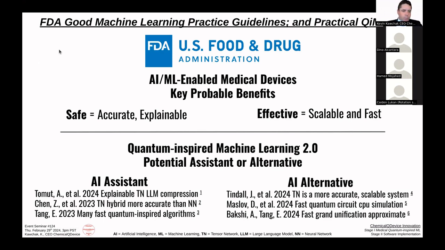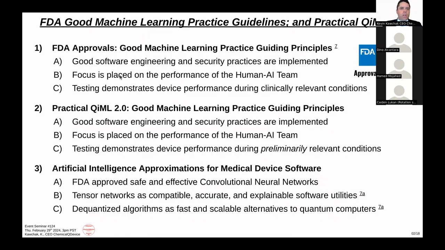So this is event seminar 124, and this is for FDA Good Machine Learning Practice Guidelines. I'll go over the 10 of them and a bunch of approvals that meet those. They all have to meet them, but I'll pick out specific ones of the 10. And then practical quantum-inspired machine learning. So I'll be going over what is safe, accurate, explainable, effective, scalable, and fast, and then everything that we see just coming through with quantum-inspired in the form of tensor networks, dequantized algorithms, and different software techniques with this.